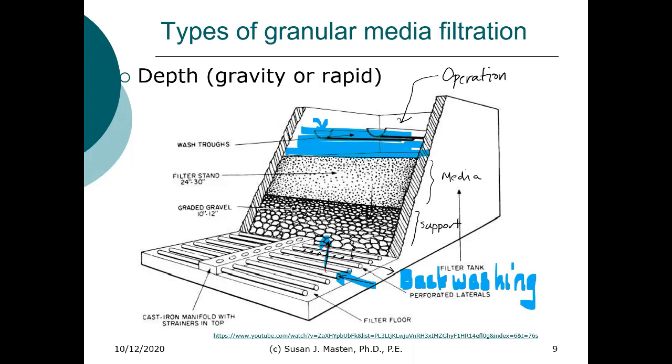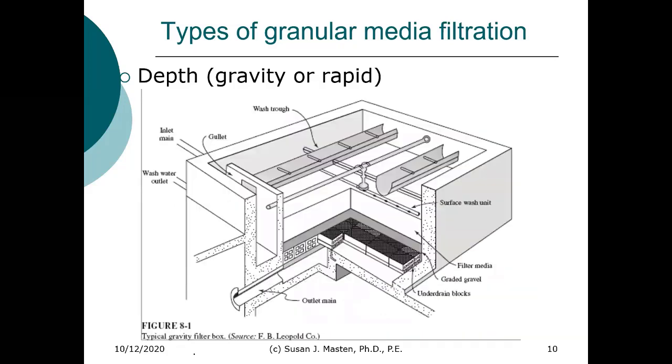So when we're filtering water, it's going to flow down through the sand or other media by gravity, down through the support, collected in the laterals, and then we'll move on to any further treatment. Backwashing happens in the opposite direction. This is just another cutout. This shows what's referred to as a gullet. There is another cell here.